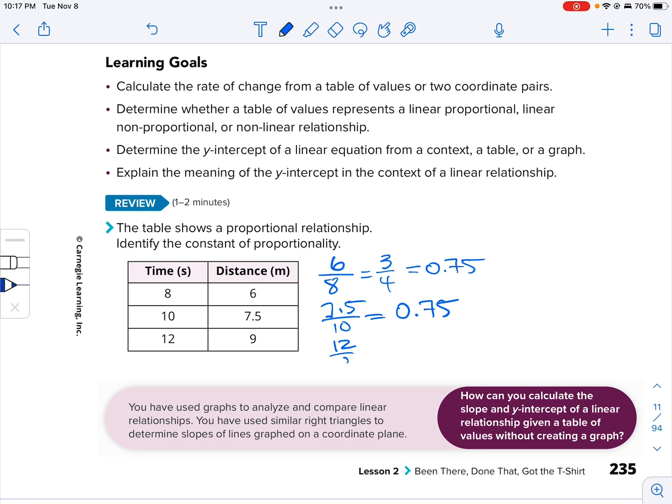12 over 9, oh, I did not just do that. 9 over 12. 3 goes into both of those, so that gets me 3/4, which is 0.75. So my constant of proportionality is 0.75 or 3/4.